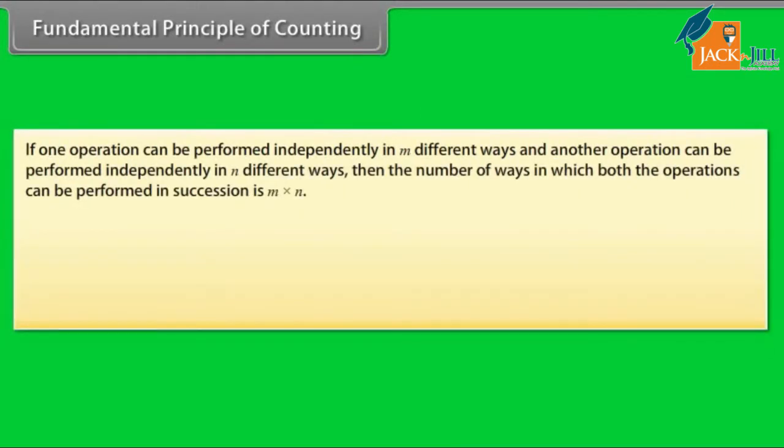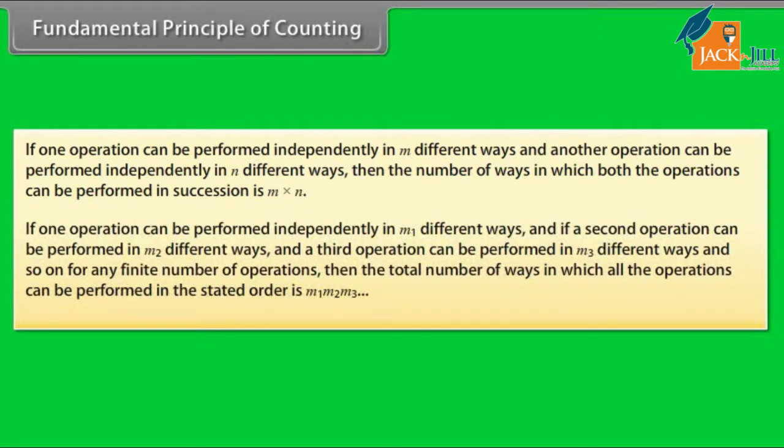If one operation can be performed independently in m different ways, and another operation can be performed independently in n different ways, then the number of ways in which both the operations can be performed in succession is m × n. If one operation can be performed independently in m1 different ways, a second operation in m2 different ways, and a third operation in m3 different ways, and so on, for any finite number of operations, then the total number of ways in which all the operations can be performed in the stated order is m1 × m2 × m3, and so on.